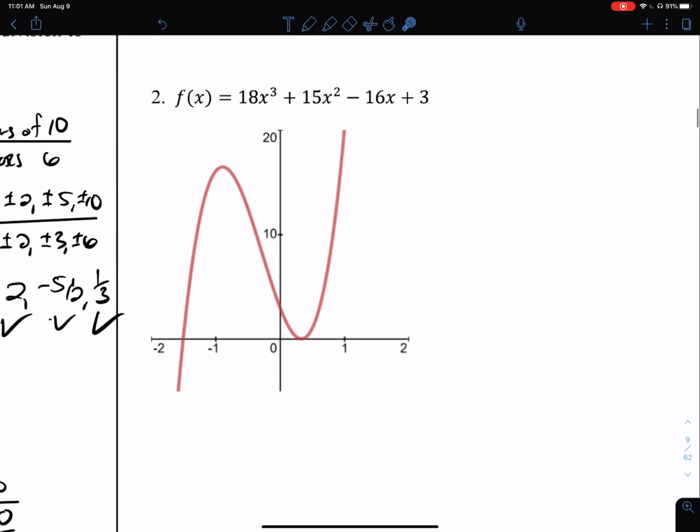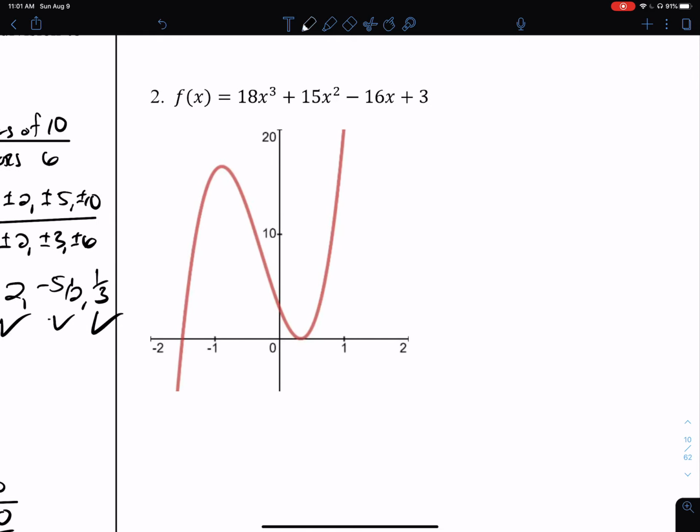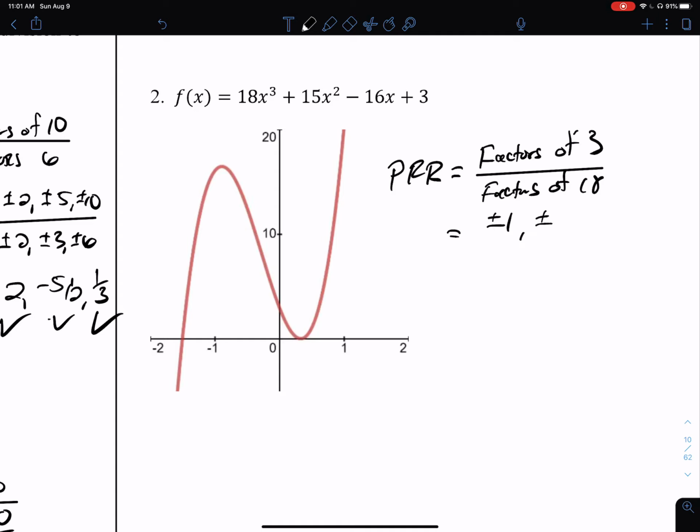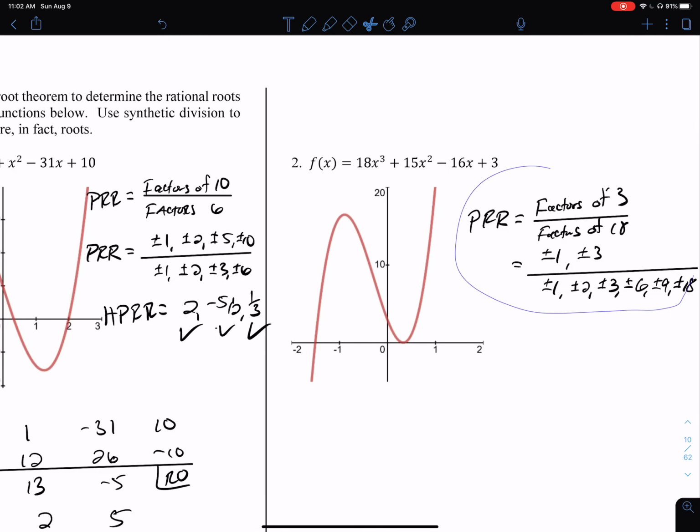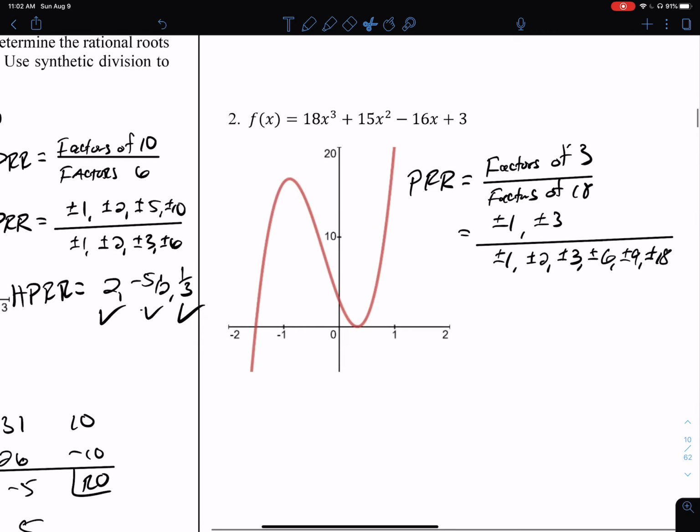All right, number 18, possible rational roots. I need factors of 3. I'm going to divide those by factors of 18. Plus or minus 1, plus or minus 3. Factors of 18: plus or minus 1, plus or minus 2, plus or minus 3, plus or minus 6, plus or minus 9, plus or minus 18. Not great, but there are so many fractions involved in this.